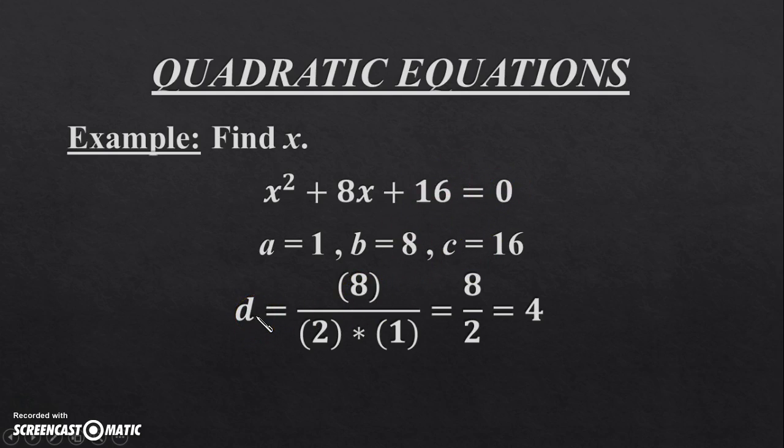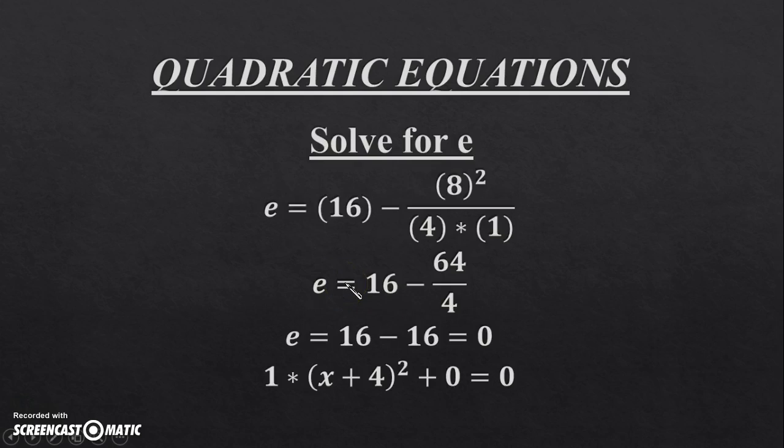So d is b over 2a, so we have 8 over 2 times 1. 2 times 1 is just 2, so we have 8 divided by 2, which is just 4. So we have d. Now we're looking for e.